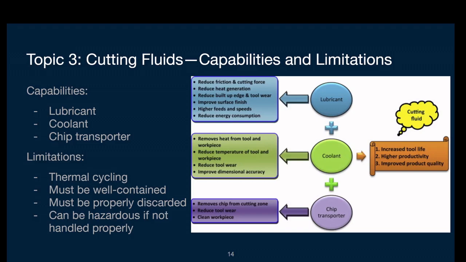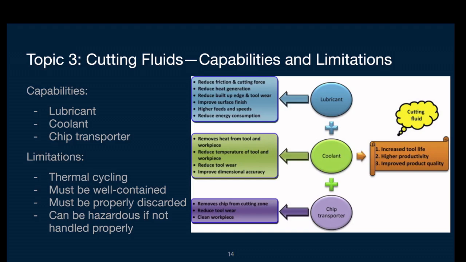So here are the capabilities of the cutting fluids. First, cutting fluids act as a lubricant. They reduce the amount of friction between the tool and the workpiece, which reduces the amount of necessary cutting force. The result is that production speeds can be increased and energy consumed is reduced.